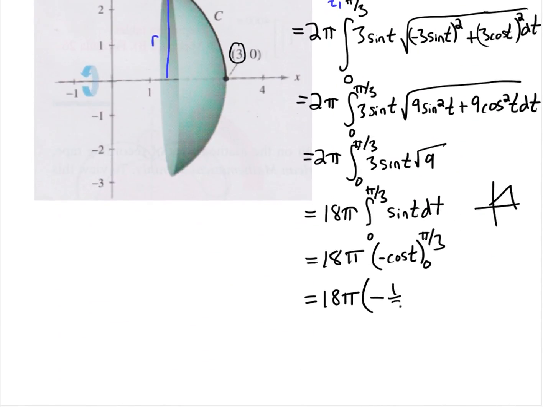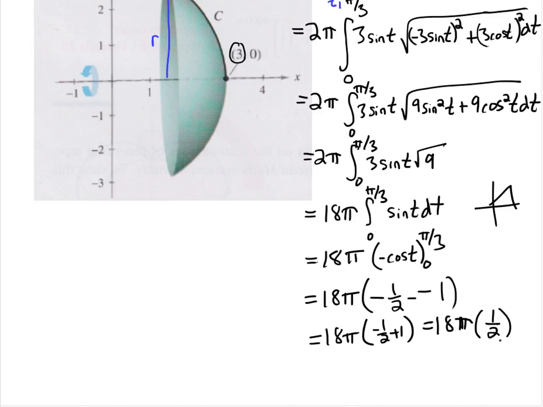Great, so negative 1/2 minus a negative, and the cosine of 0 we just talked about was 1. So it's going to be 18 pi times negative 1/2 plus 1. It's going to be 18 pi times 1 minus a half, which is a half. Okay, so that's 9 pi.